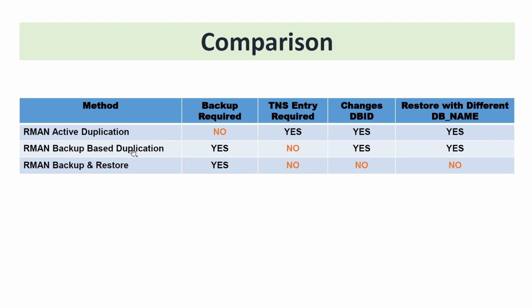Now, RMAN backup based duplication is exactly the same as active duplication. However, because it is a backup based duplication, it needs the backup, and it does not need the connection to the source database. So the TNS entry is not required and the backup is yes. But the rest is the same: it changes the DBID, yes. Can you restore with a different name? Yes, you can restore with a different name. So the active duplication and backup based duplication are pretty similar because they do change the DBID. They allow you to restore with a different DB name. However, in the active duplication, backup is not required. In the backup based duplication, backup is required, but no TNS entry is required.